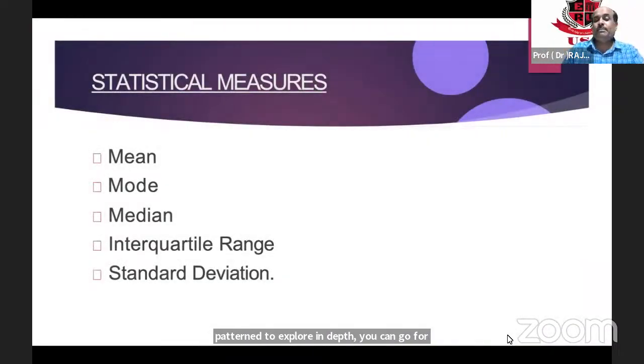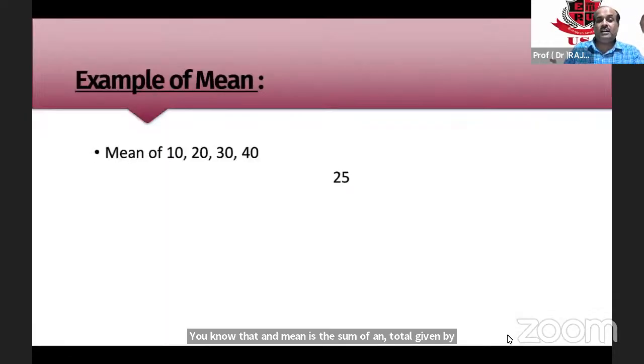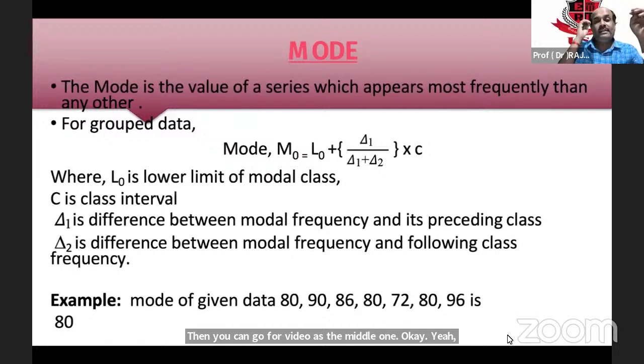The basic measures are the mean, mode, median, interquartile range, and standard deviation as statistical measures. You know that the mean is the sum of the total divided by the number of data values. You calculate the total, then divide it by the total number. Next is the median. For the median, you have to arrange the items in ascending or descending order, then take the middle one, which is the (n+1)/2 th item if n is odd.